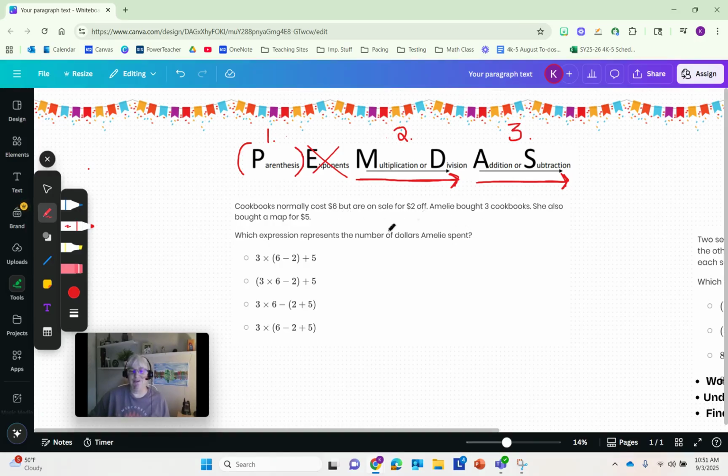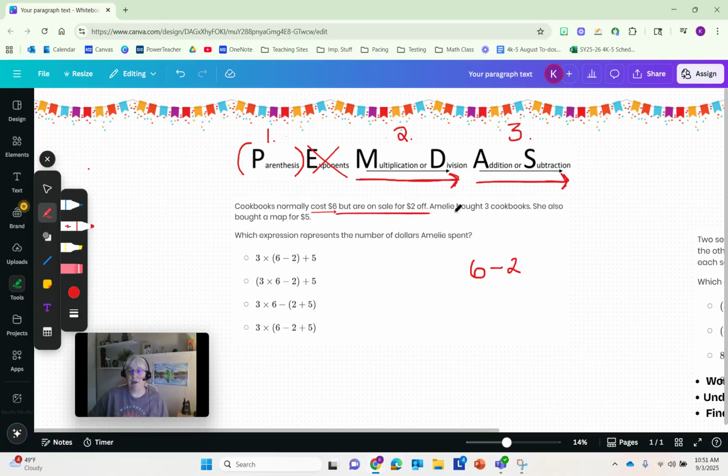They're giving us a situation and saying which of these expressions represents it. So we have to look at what we know. We know that a cookbook costs $6 most of the time, but it's on sale for $2 off. If I write that as an expression, I have a cookbook that costs $6, but it's $2 off. That means I would take away $2. That means it's $4. So each cookbook is going to cost 6 minus 2, or 4. But we're going to leave it 6 minus 2 because that's the way it is in our story problem.